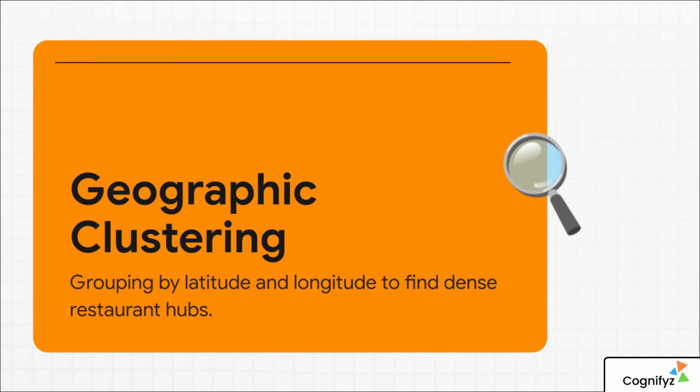This lets us pinpoint dense restaurant hubs. And why does that matter? Well, understanding geographic density tells us pretty much everything we need to know about local competition and potential foot traffic. It definitively proves how location directly impacts a restaurant's bottom line.